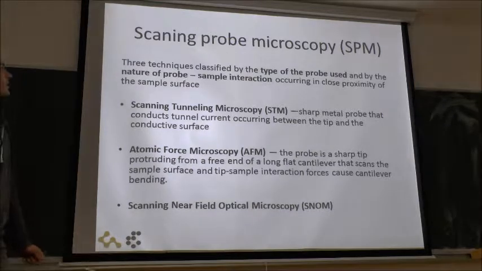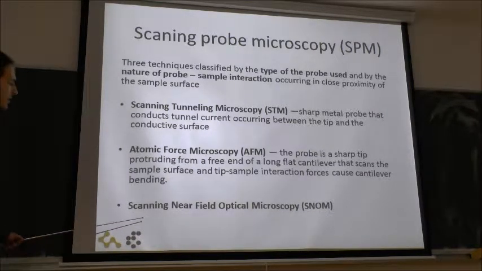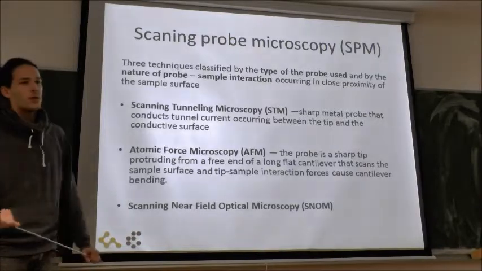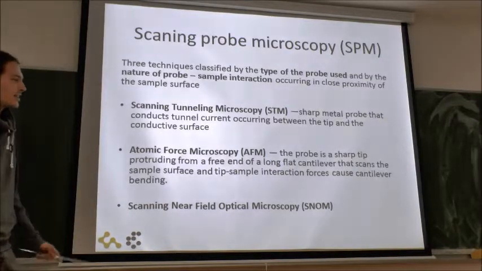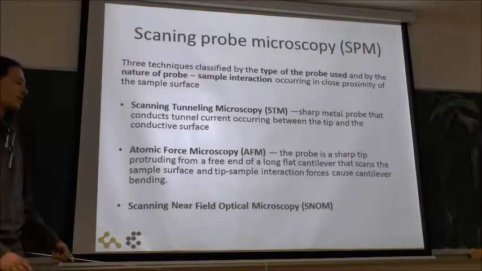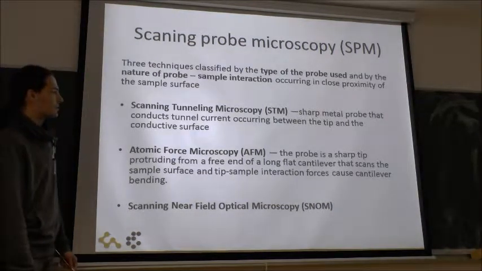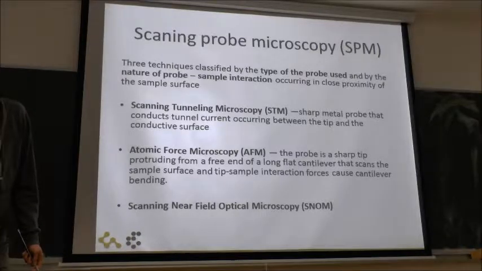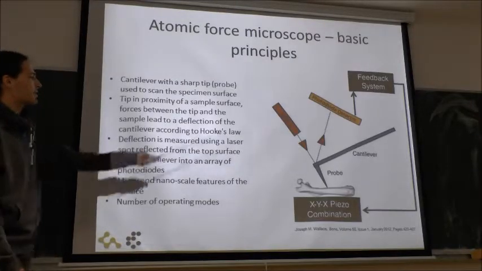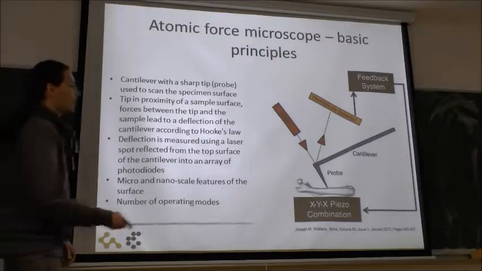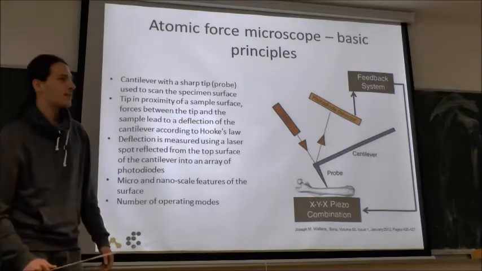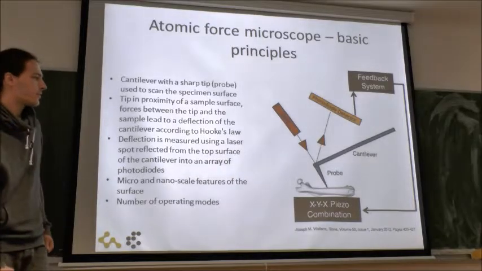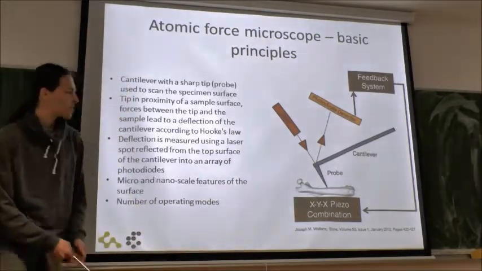And the third technique in SPM is scanning near-field optical microscopy, where we use a tip with a hole in it and bring the light in to do optical microscopy, but near to the sample. Well, I will focus on atomic force microscopy. So here is the setup, how it looks. We have a cantilever, a silicon chip, and then a probe at the end of this cantilever, with which we observe the sample.